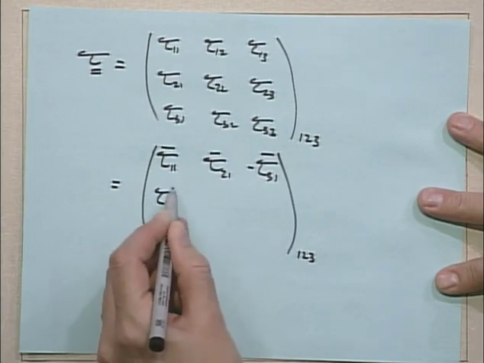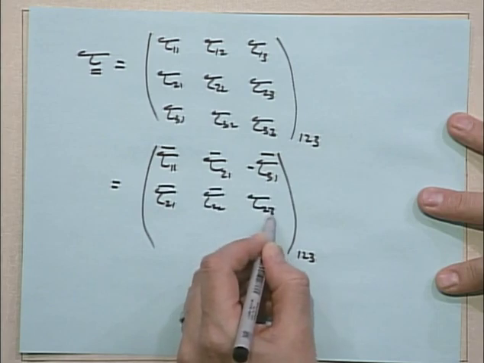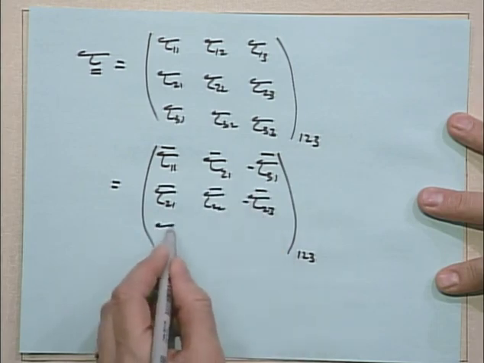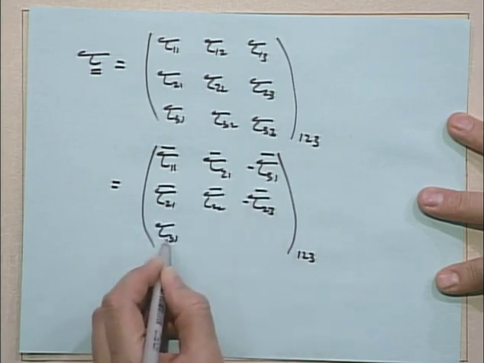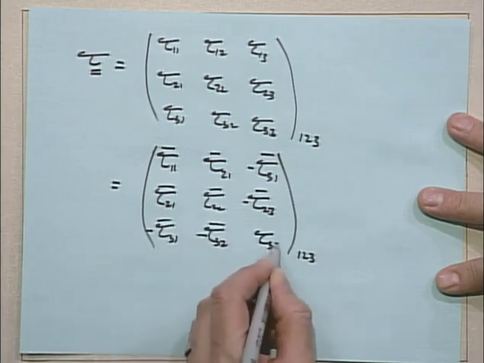So this is tau 2, 1, no minus sign. Tau 2, 2, no minus sign. Tau 2, 3, there is a minus sign. Tau 3, 1, there is a minus sign. Tau 3, 2, there is a minus sign. Tau 3, 3, no minus sign.